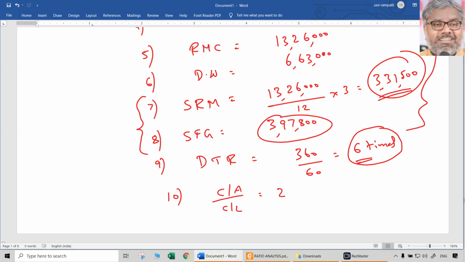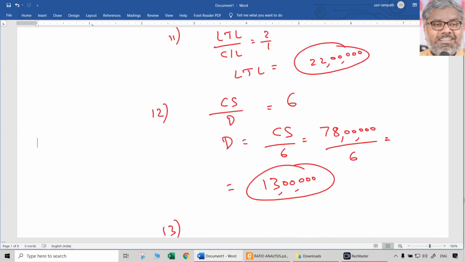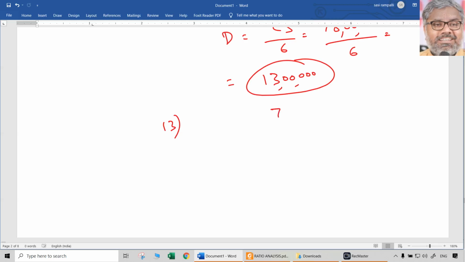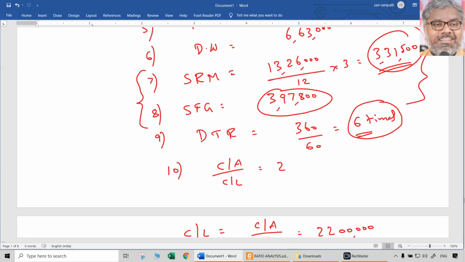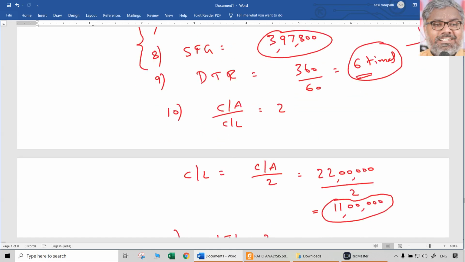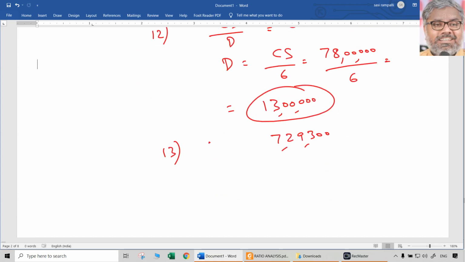So what is the total of them? 331,500 plus 397,800. Total of inventories will be how much? That itself is inventory, stock of raw materials and stock of finished goods. Work in progress would also be there, but nothing is mentioned about it, so we don't have to worry about it. 729,300 is the total of inventory. How? Stock of raw materials 331,500 and stock of finished goods 397,800. So 729,300 is inventories put together.